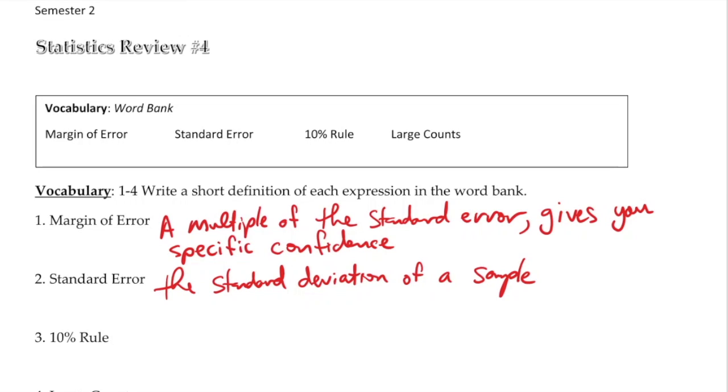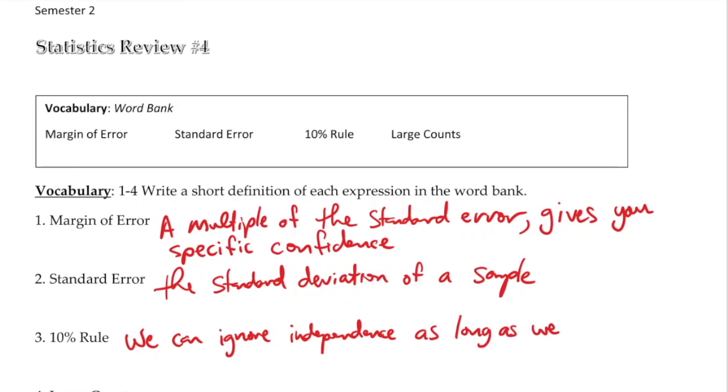Number 3, the 10% rule. The 10% rule says as long as we don't sample more than 10% of a population, then we can use the standard deviation formula and not have to worry about the independence condition. So we can ignore it as long as we don't sample more than 10% of the population.